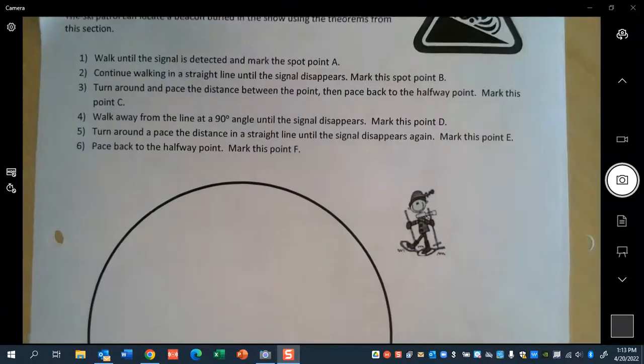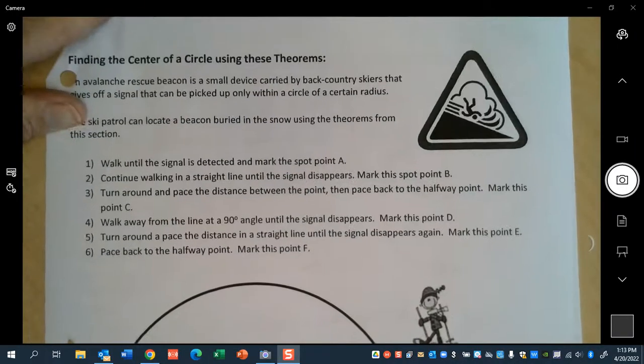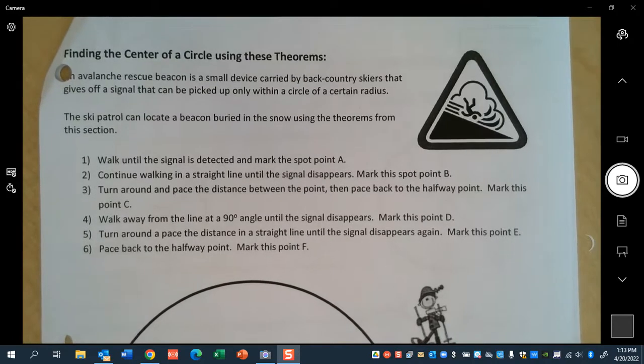All right, so here's a pretty cool application of that. And this is a true story of how this works in real life. An avalanche rescue beacon is a small device carried by backcountry skiers. It gives off a signal that can be picked up only within a circle of a certain radius. If you buy a pair of ski pants in today's world and you buy them from an actual ski place, like not Costco or Kohl's, the ski pants come with a little magnetic strip in them. So my ski pants have a device that sends a signal if I were to be buried under the snow.